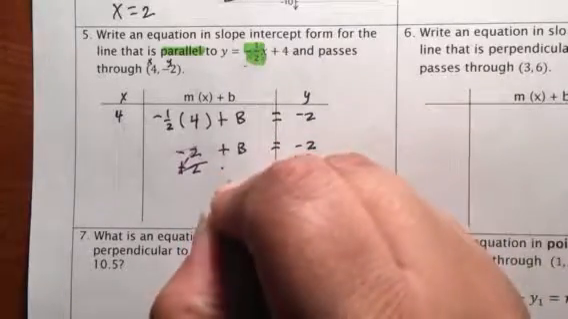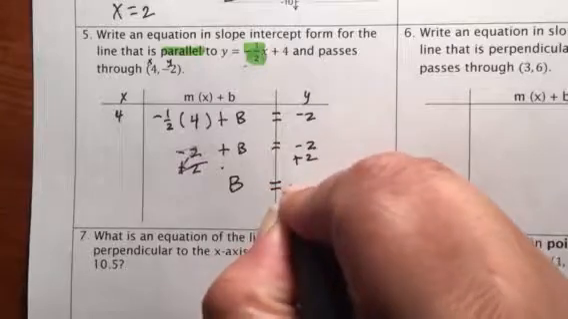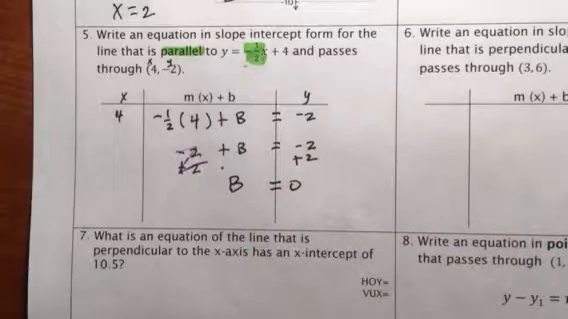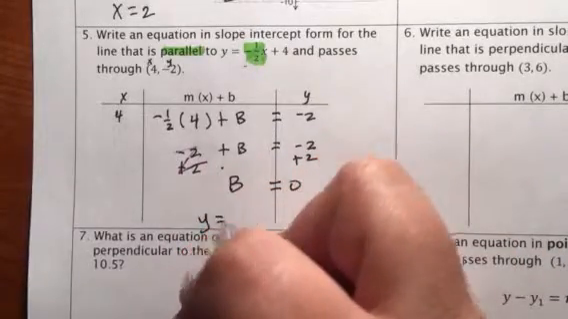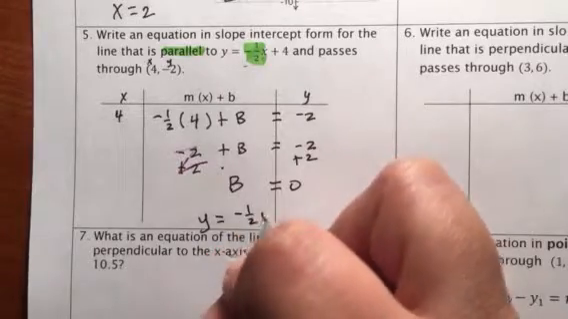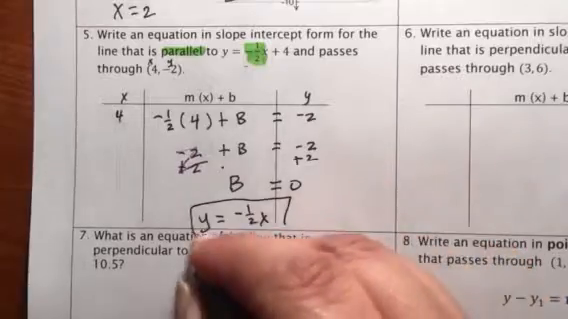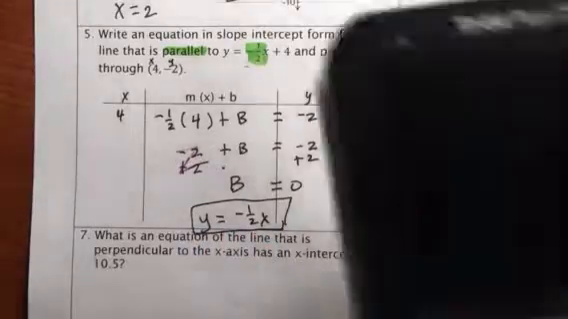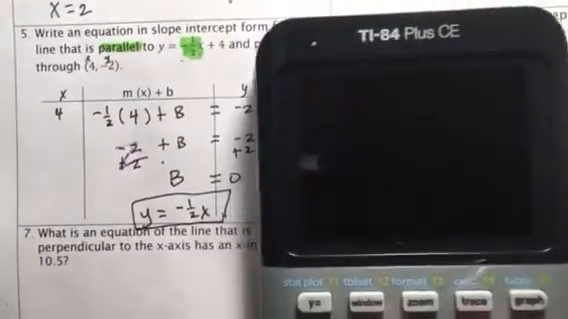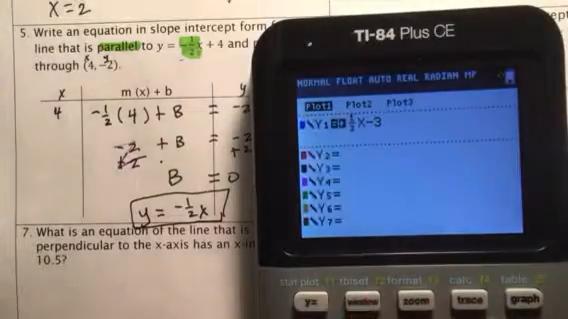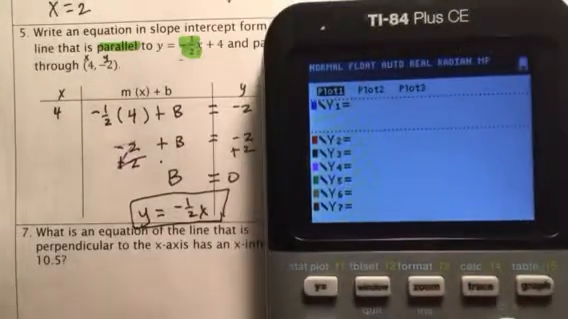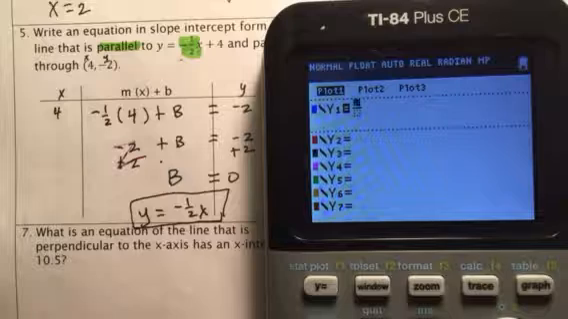So B is equal to 0. So now we write that equation. Y equals -1/2 x, and I don't have to put plus 0 because it's understood. So just like before, I'm going to check my answer. It's always good to check because we're human. We make errors.